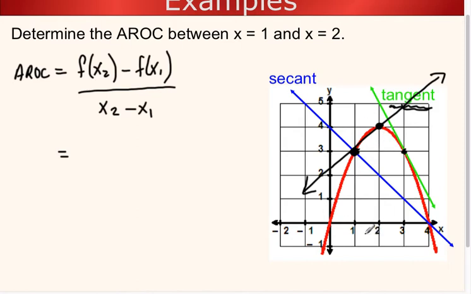So I'm going to put in f at, let's put that as our second point up here. So x2 is 2, so f at 2 is 4. So put in 4 minus f at 1, which is 3, divided by x2, which is 2, minus 1. 4 minus 3 is 1, 2 minus 1 is 1. Our rate of change between those 2 points is 1, which is also the slope of the secant line.